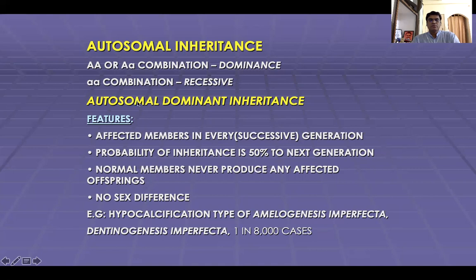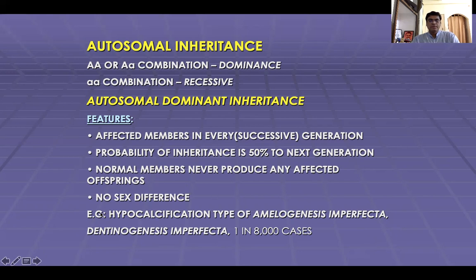So in autosomal dominant inheritance, the features are affected members in every successive generation. The probability of inheritance is 50% to the next generation. That means you will see affected individuals in every generation. It will not skip. Normal members never produce any affected offspring, definitely, because of the dominant characteristics. There will not be any sex difference also.